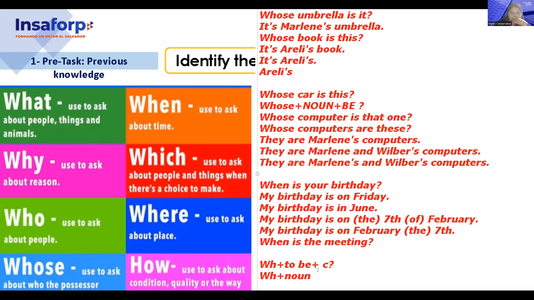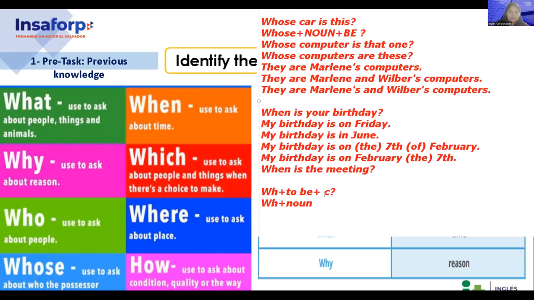Bien, entonces, sigamos un poquito viendo y analizando las estructuras. Tenemos aquí double H to be. Y aquí, cuando yo utilizo el to be, quiere decir que yo estoy preguntando por cosas, por ejemplo, información personal. ¿Cuándo es tu cumpleaños? Acá se cumple. ¿Cuándo es tu cumpleaños? Por ejemplo, puede ser reuniones también. ¿Cuándo es la reunión? Puede ser para hablar sobre una actitud, una característica de una persona.